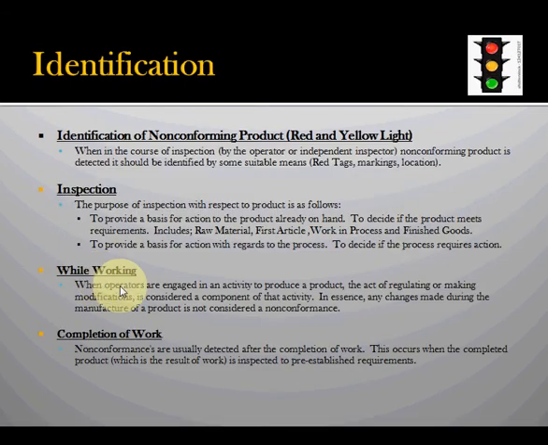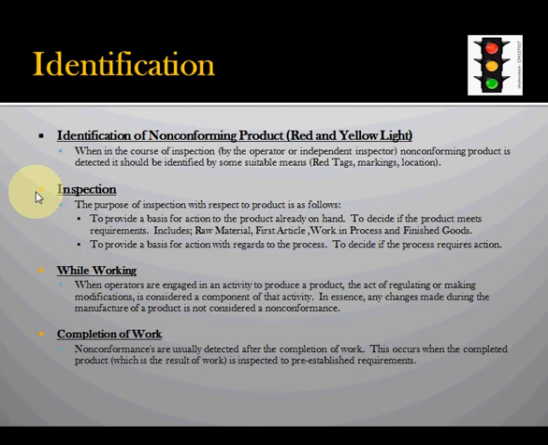So, how do we identify non-conforming product? Quality professionals use the traffic light rule, where red means stop, yellow means caution or suspect, and green means good or go. So basically, when in the course of inspection by the operator or independent inspector, non-conforming product is detected, it should be identified by some suitable means, like red tags, marking, or in a specific location.